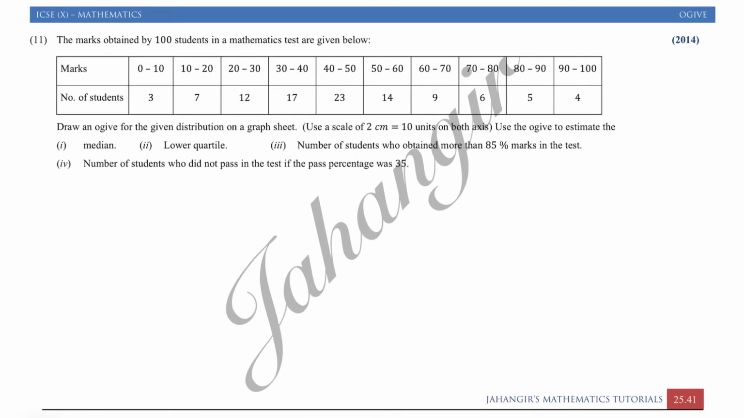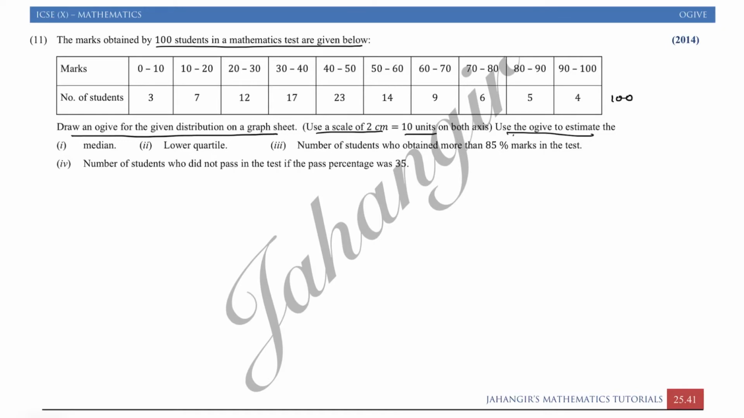Question 11. The marks obtained by 100 students in a mathematics test are given below, and the number of students are also given. There are 100 students and out of 100 marks. Draw an ogive for the given distribution. Use a scale of 2 centimeter equal to 10 units on both axes. Use the ogive to estimate the following: median, lower quartile, number of students who obtained more than 85% marks in the test, number of students who did not pass in the test if the pass percentage was 35.